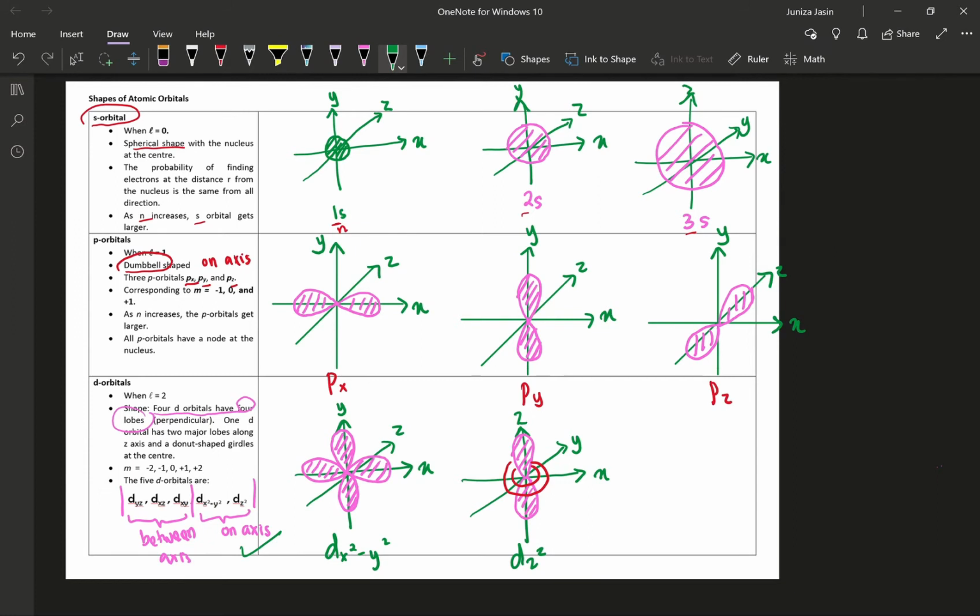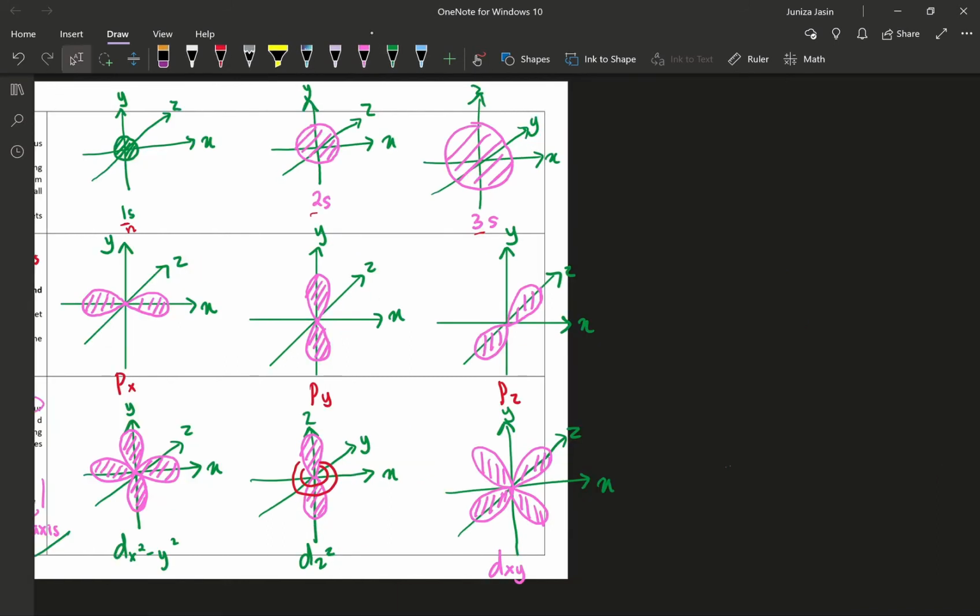Now we will draw shape between axis. Okay, so kita akan draw dxy. For dxy, that means your 4 loops kamu mesti di antara paksi x dan paksi y. So paksi x yang melintang ni, paksi y yang menegak. So di antara tengah-tengah is this one. And then the other side pun ya juga. Ini pun tengah antara paksi x dan paksi y. So that is dxy, di antara paksi x and paksi y.